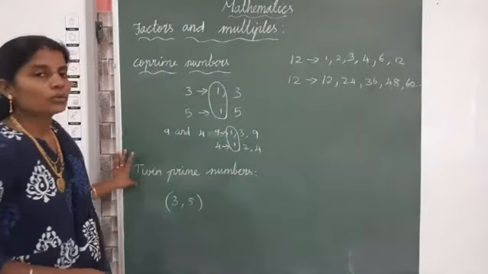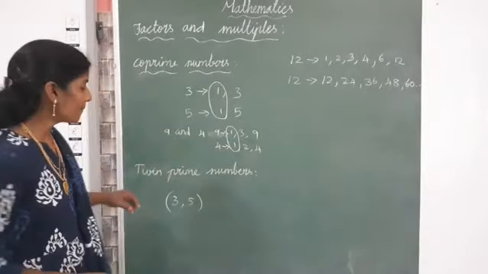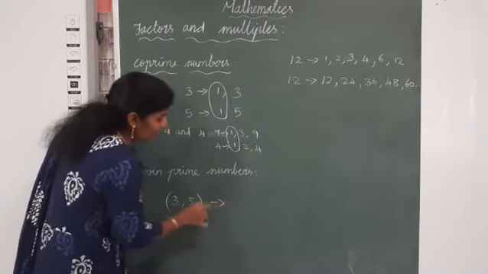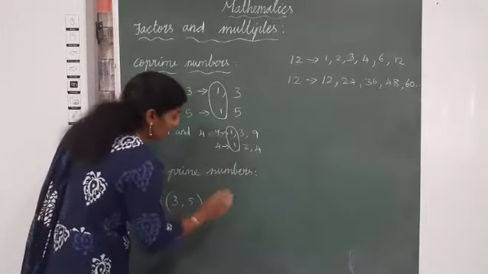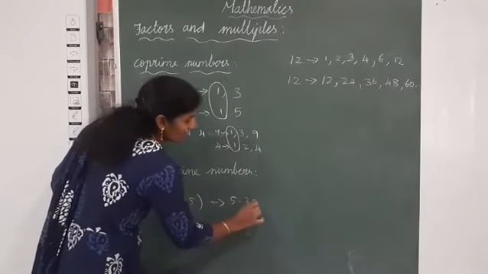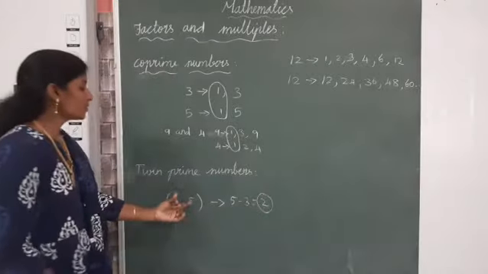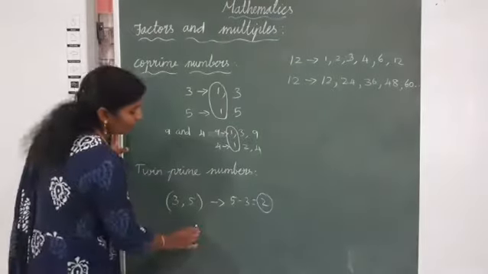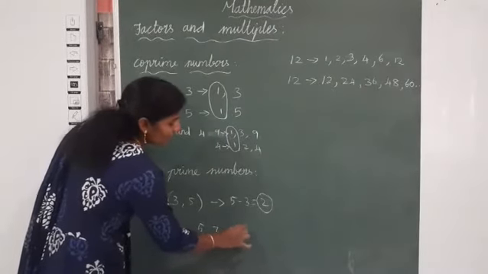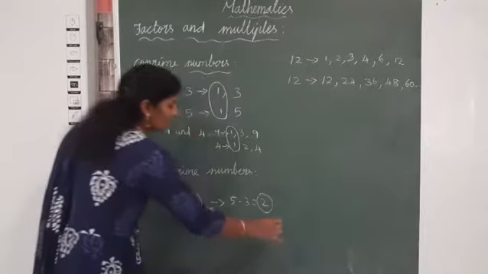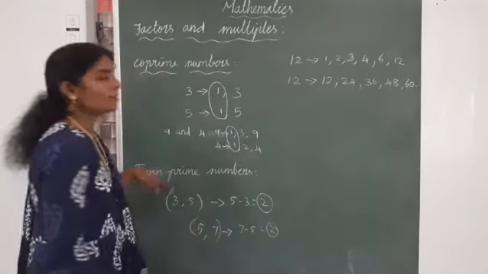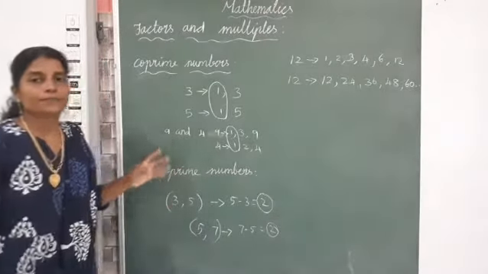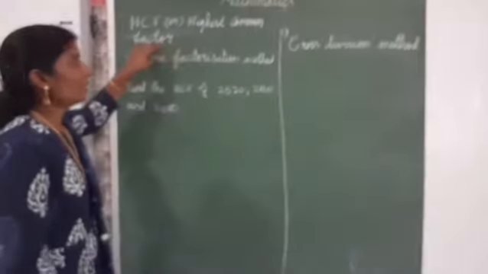Okay. Now twin prime numbers. What are twin prime numbers? Take two prime numbers, 3 and 5. The difference of these two numbers is 2, since 5 minus 3 is equal to 2. When the difference is 2, these two numbers are called twin prime numbers. Now 5 and 7 also: 7 minus 5 is equal to 2. So we can say 5 and 7 are also twin prime numbers. Clear?